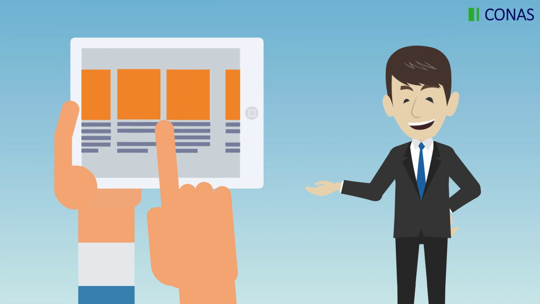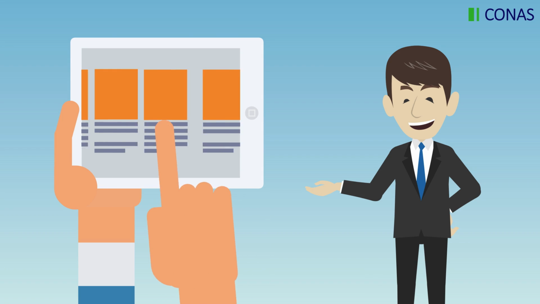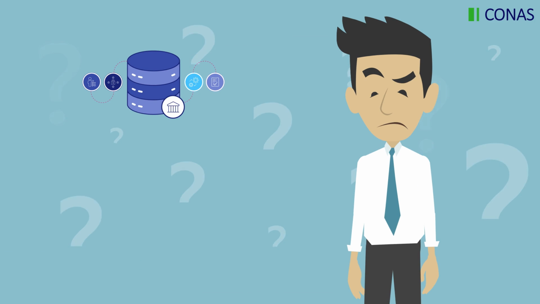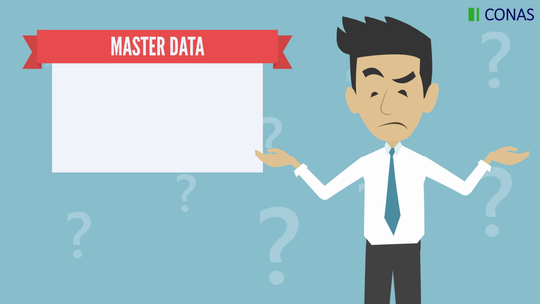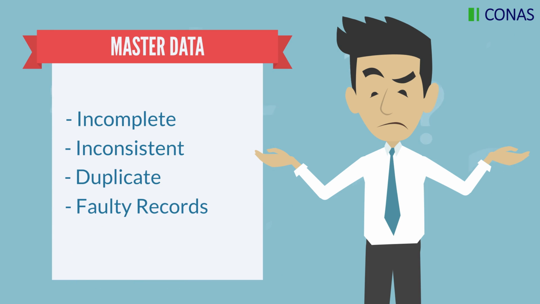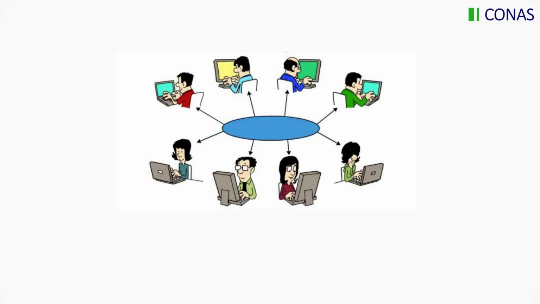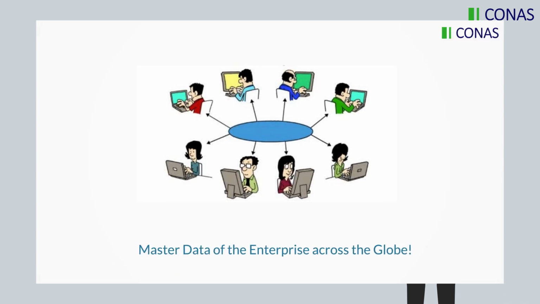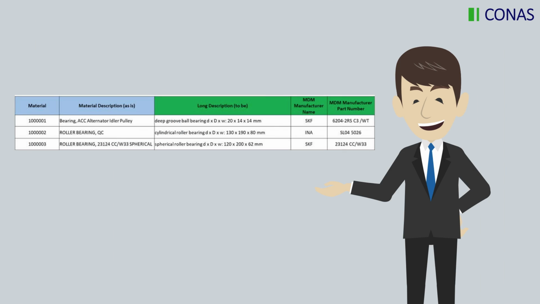Managing data for thousands of different products, materials, suppliers, customers, and chart of accounts for multiple entities is a huge task. Different entities end up creating their own master data with their locally built standards, which leads to incomplete, inconsistent master data and duplicate and faulty records. Therefore, it is necessary to have a centralized standard procedure to maintain the master data of the enterprise across the globe. Let's take an example of spare part master data and talk about how to make it clean.